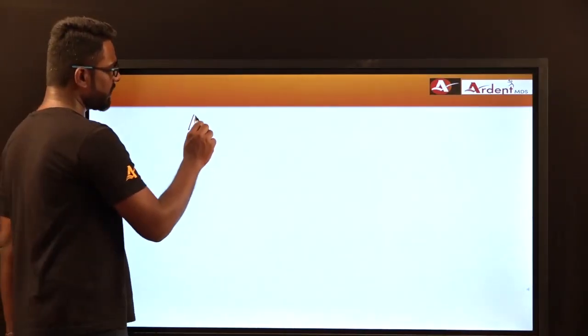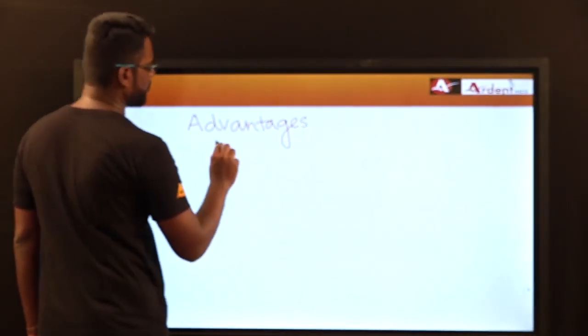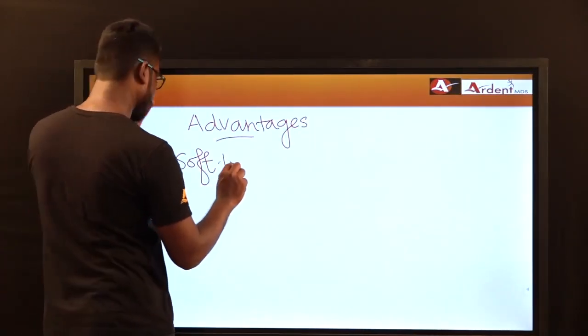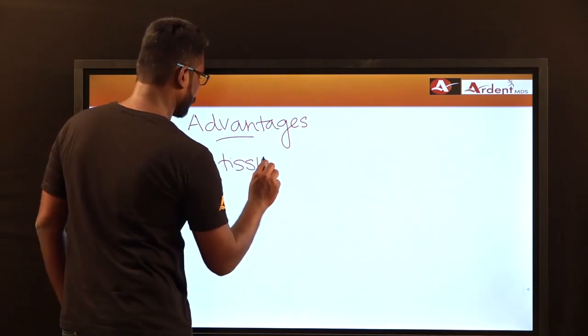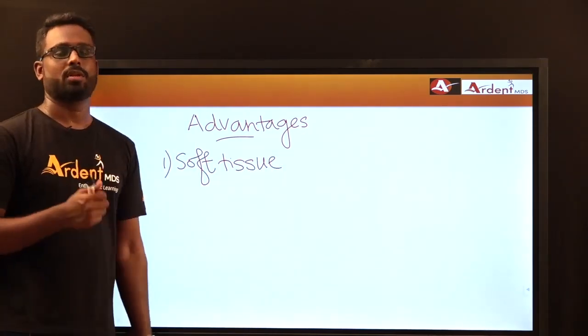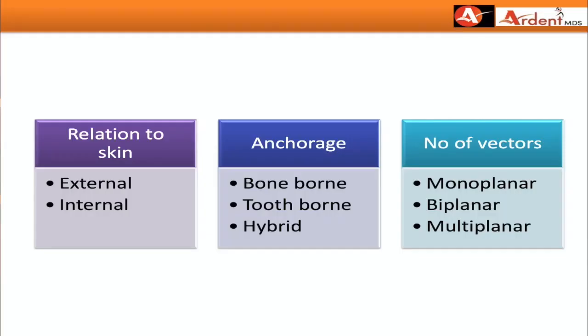So coming to the advantages and disadvantages. Advantages: you can get good results, and the soft tissue is also moving along with it. What are the disadvantages? Like multi-vector movement, if you do, the patient will be having a device outside, and it is sometimes cumbersome.